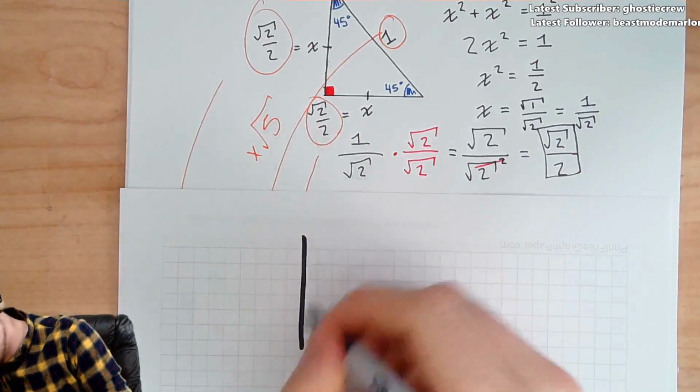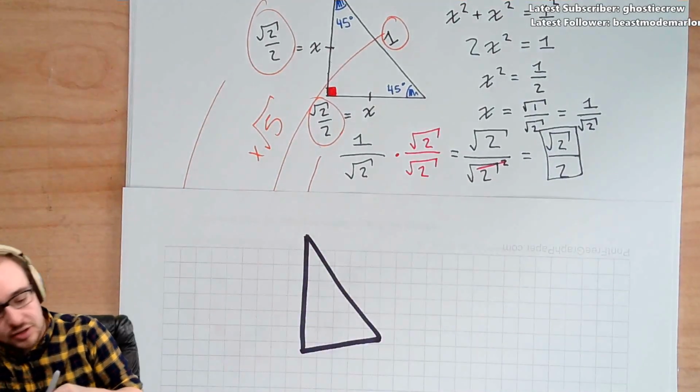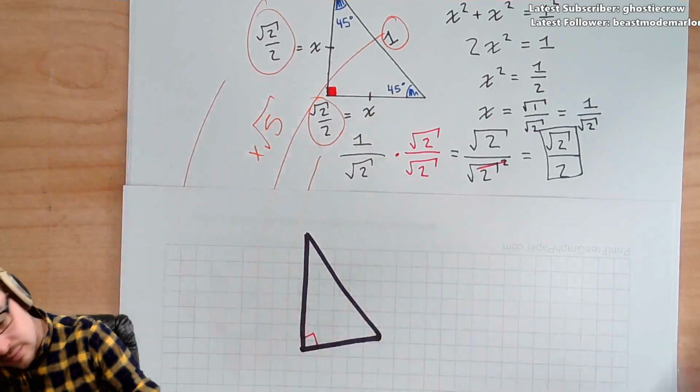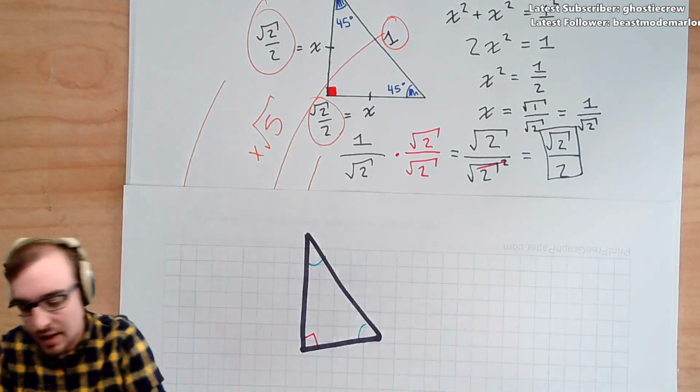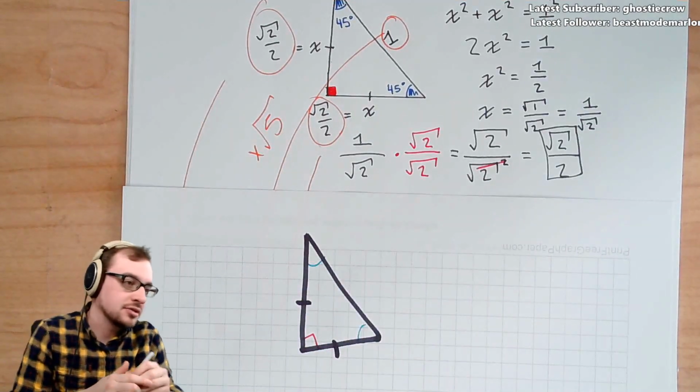But if I had another 45, 45, 90 degree triangle, like this, I know that these two sides will be the same. I know they don't look the same. Drew pretty poorly.